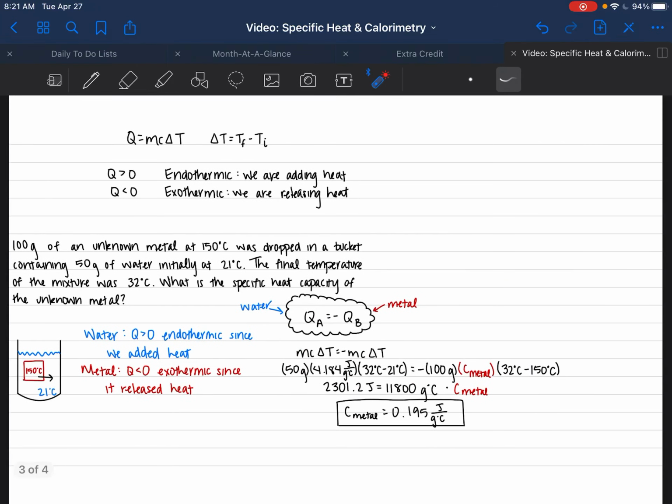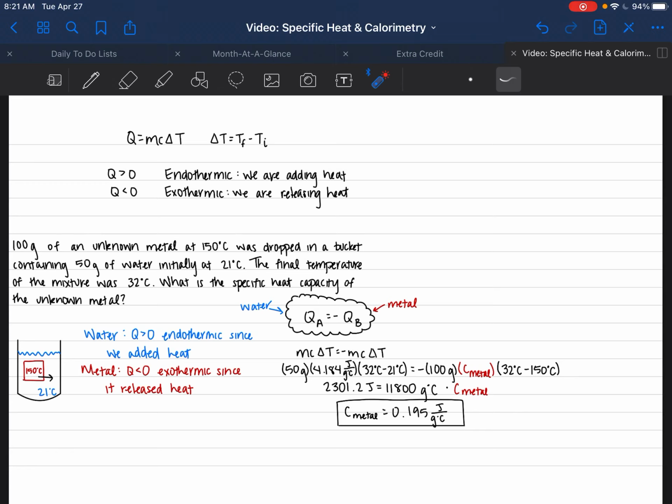Okay. Our next problem, I just wanted to introduce another concept that might help you as well. So we still have our formula at the top. The Q is equal to MC delta T. And remember, our delta T is T final minus T initial. So let's think about this for a second.